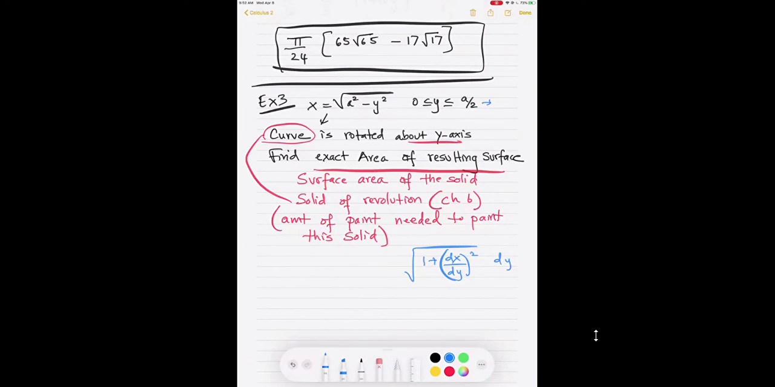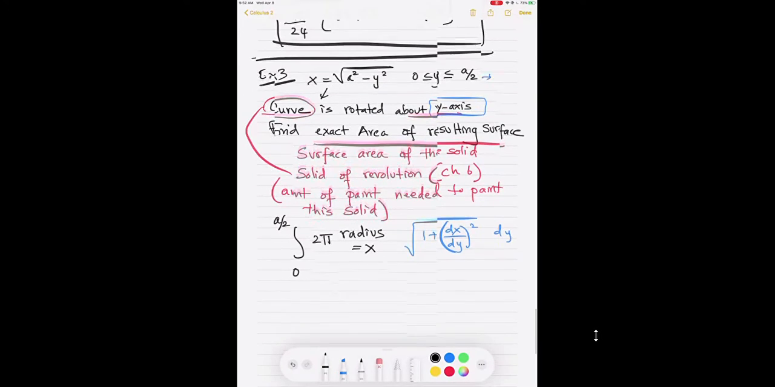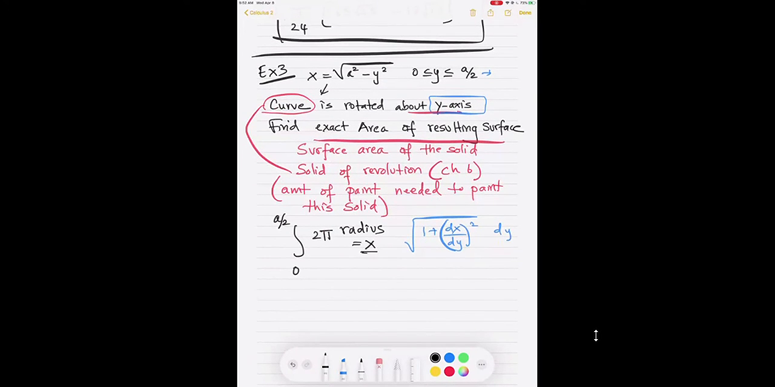Okay. But you are going about the y-axis. So if we are going about the y-axis, the radius has to be x. So I'm thinking this is the integral from 0 to a over 2 of 2 pi, the radius is x, and so on and so forth. So now a question to you. Should I leave the radius as x, or should I write it in terms of y? Write it in terms of y. Very good. So what is a here? I'm going to say a is a constant.